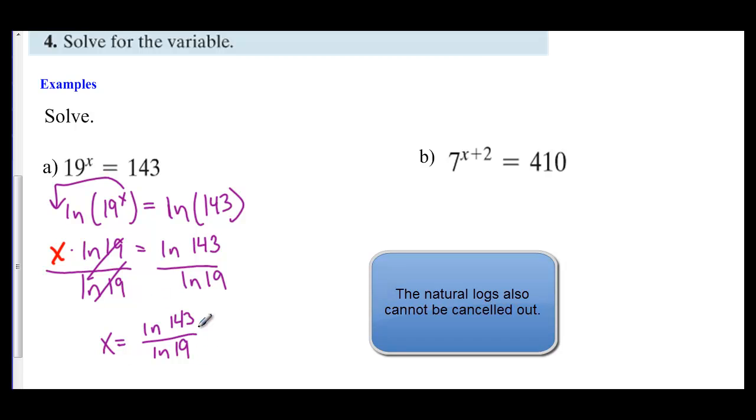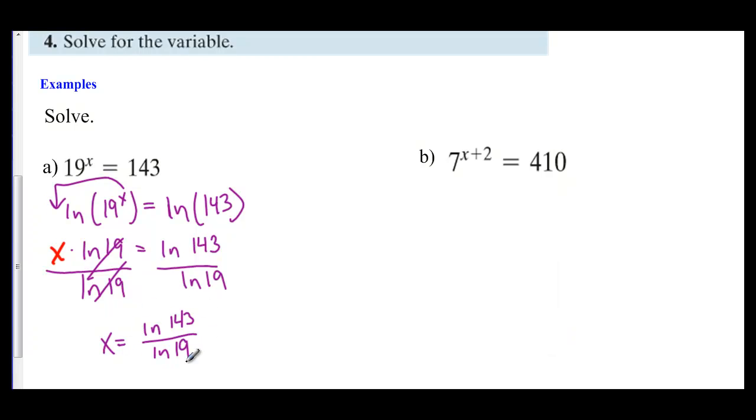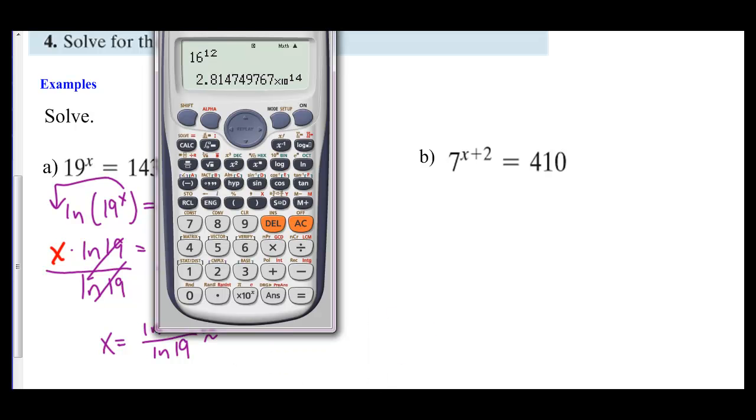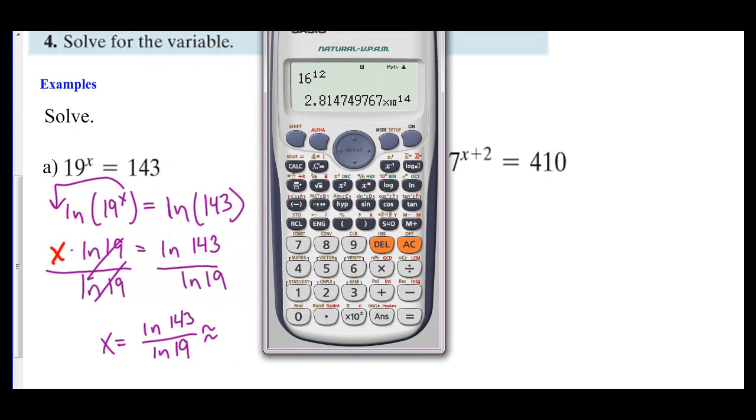So my math lab is going to ask for the exact answer in terms of natural logarithms, and that would be this. And that is going to be approximately equal to, and they're going to ask for an approximation. So you're just going to put this in the calculator. So we're going to have the natural log of 143 divided by the natural log of 19. Let me get that 1 in there. So it's going to be about 1.685.